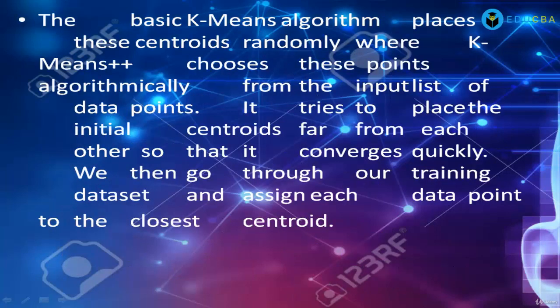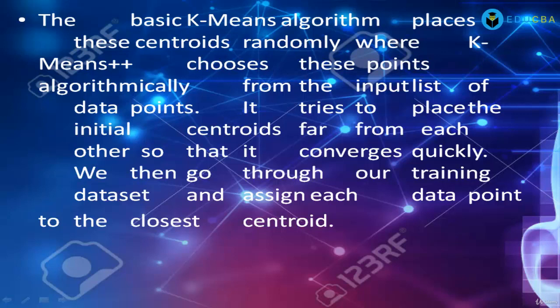Internally, the basic k-means algorithm places these centroids randomly, whereas k-means++ chooses these points algorithmically from the input list of data points. The data points are your dataset. You are giving the dataset, and internally it is using k-means++, which is present in this algorithm. It will choose the particular location of the centroids in each iteration. It tries to place the initial centroids far from each other so that it converges quickly. This is the basic initialization here.